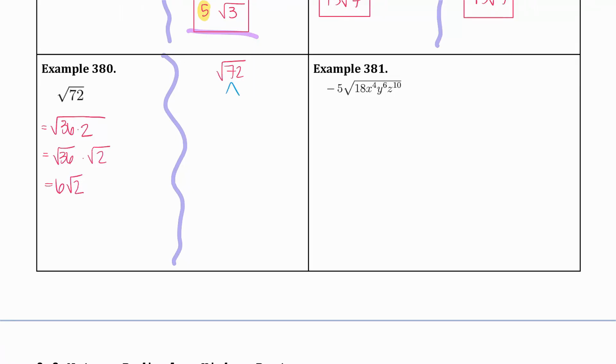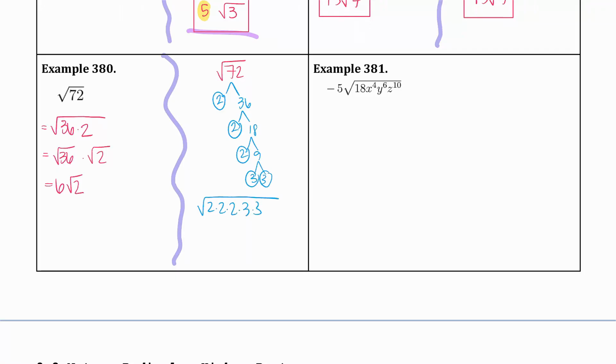If we're doing this using our factor tree, 2 factors of 72, you can start with any 2 you want to. I'm going to do 2 and 36. 36, I'm going to do 2 and 18. 2 and 9. 3 and 3. So if we write this out, I've got the square root of 2 times 2 times 2 times 3 times 3.